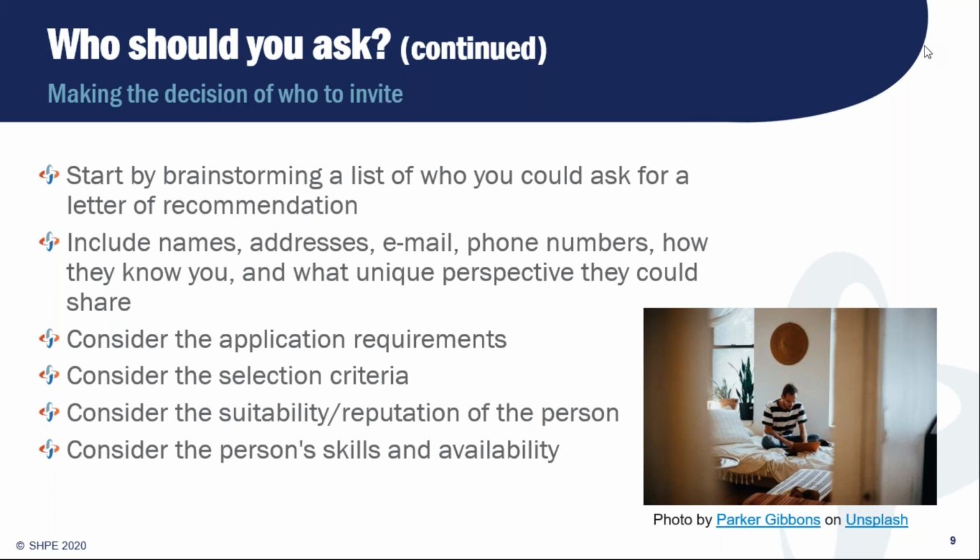And so that's an example. But there are other examples, like, for example, if it was a discipline-specific scholarship, you would likely want to have someone do your letter of recommendation that was within that discipline. So those are the types of things I mean by that item. And then, as I said in the prior slide, you also want to consider that person's skills and availability.